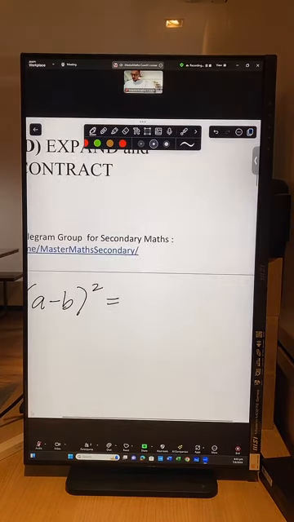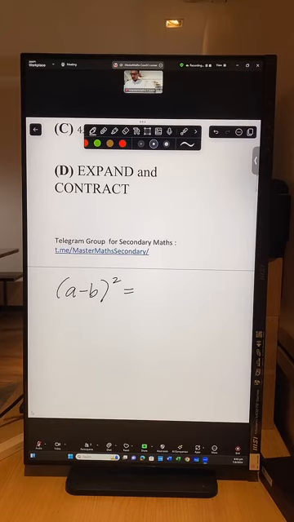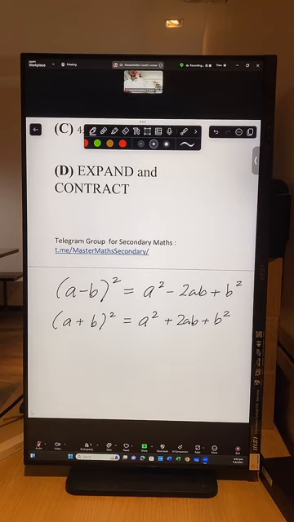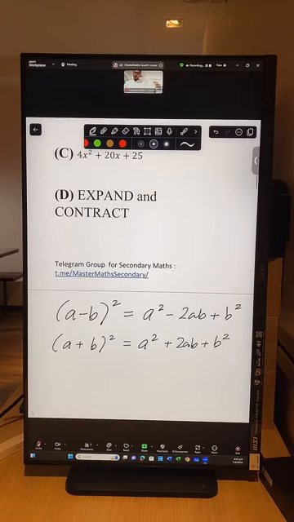And then you know that when I see this, it should be A square minus 2AB plus B square. Remember guys, this one must memorize. (A plus B) bracket square equals A square plus 2AB plus B square. Ideally, you all would have memorized this already. So one way is we go with what we have memorized.